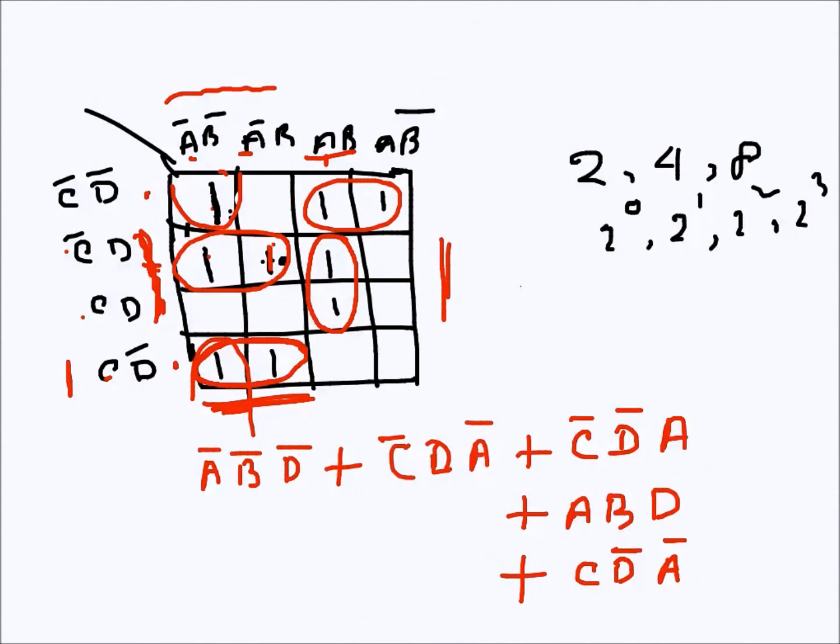Also the group size can be any power of 2, so it could be 16 as well. So if there were all ones, we could form a whole big group with all the ones inside. So yeah, like that, everything there.